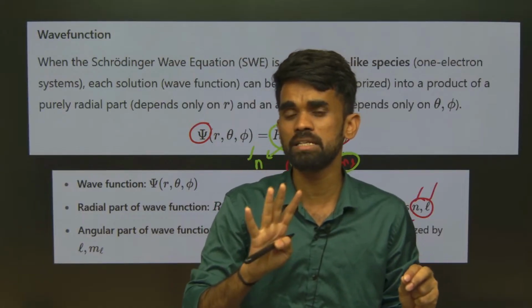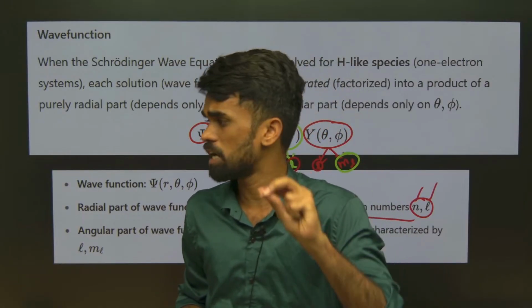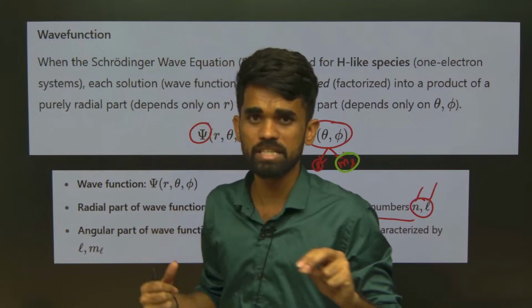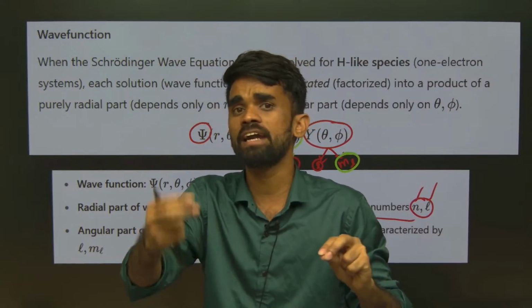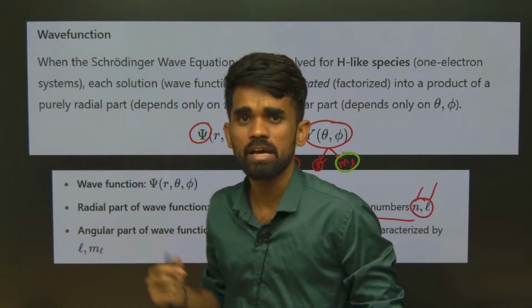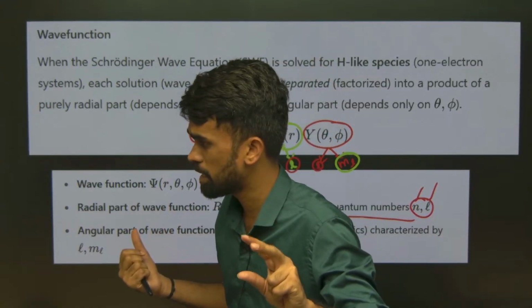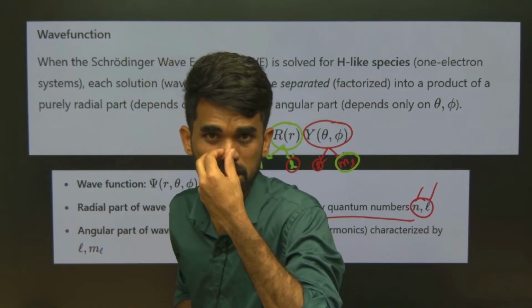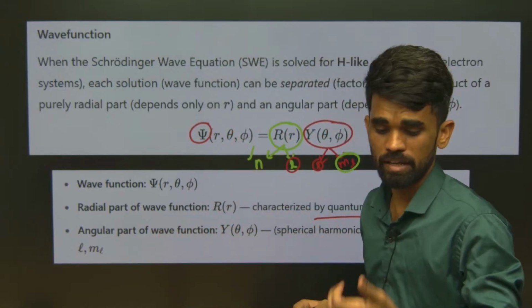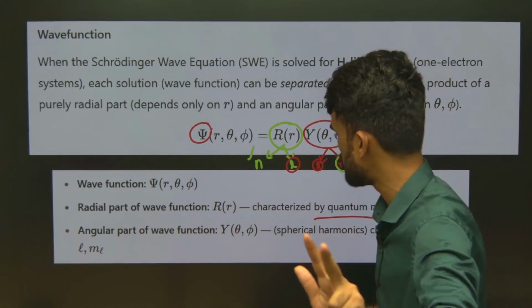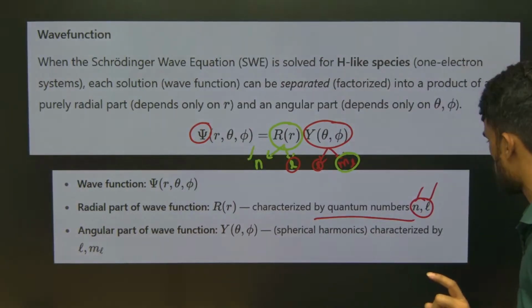We have a total of 4 quantum numbers, but only 3 come from solving the Schrodinger wave equation, and the fourth is added from outside, not from this equation. Hope it is clear. So we are getting only 3 quantum numbers from this wave function: n, l, ml. These are the only 3 things. You should remember this point also.